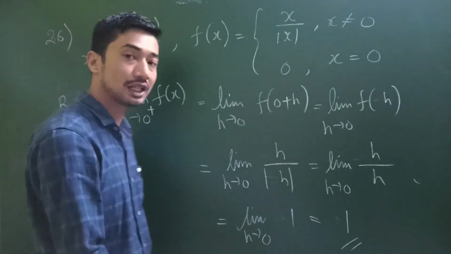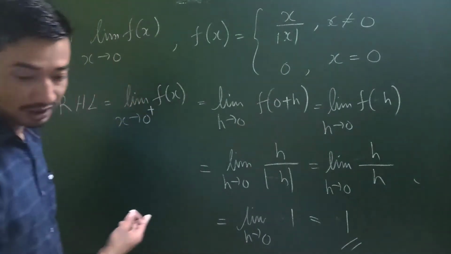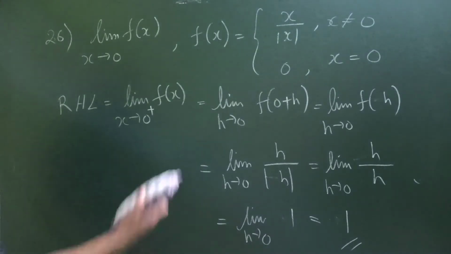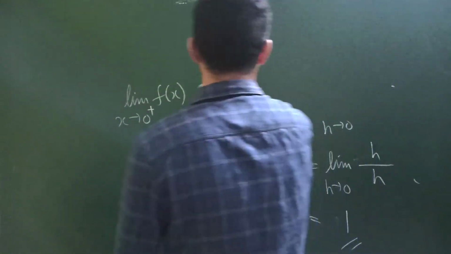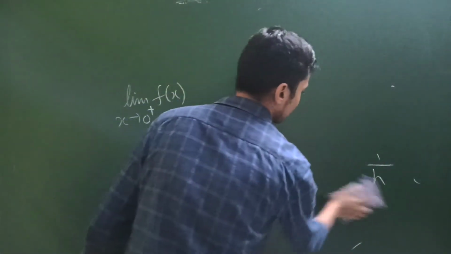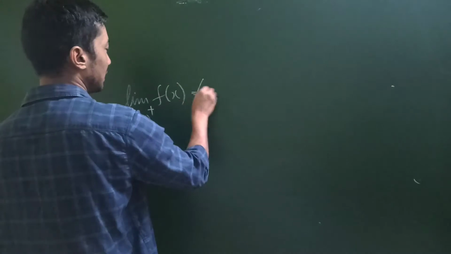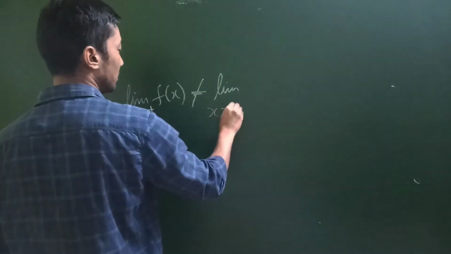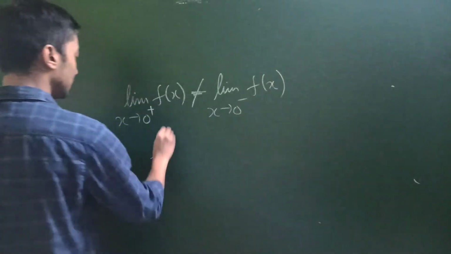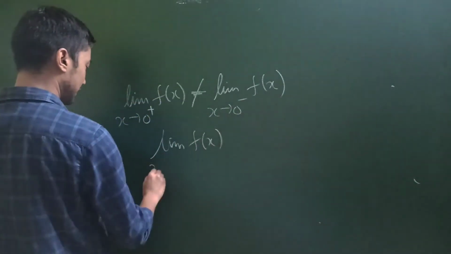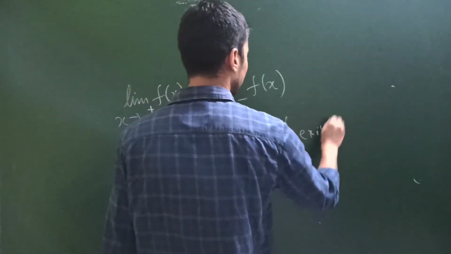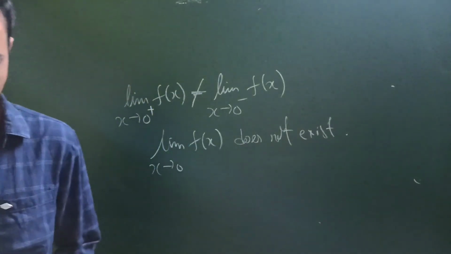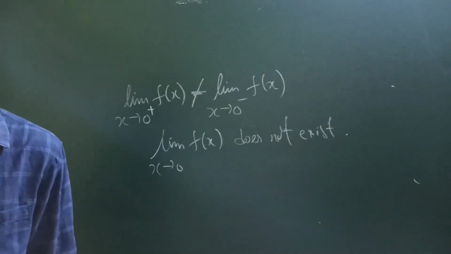Even if you're telling us to find out, it actually does not exist. So the same conclusion we can write, that is, the right hand limit is not equal to the left hand limit. So the limiting value of the function as x tends to 0 does not exist. That's how our conclusion is going to be.